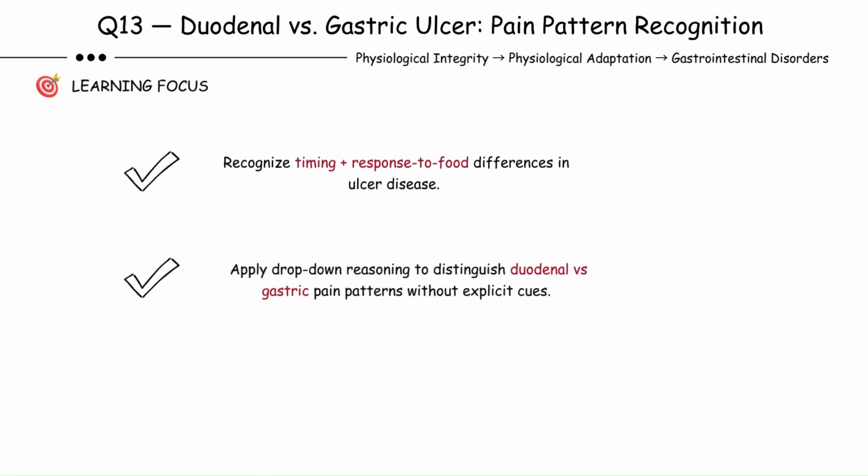When you see a question about ulcer pain and timing, focus on when the pain starts in relation to food, and whether food helps or hurts. Pain, then food, then relief, that's duodenal. Food, then pain, then avoidance, that's gastric. Being able to decode that simple pattern will help you answer many ulcer questions correctly on the NCLEX.